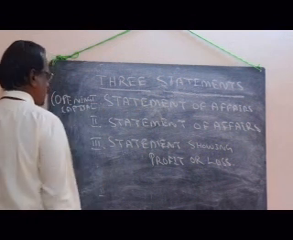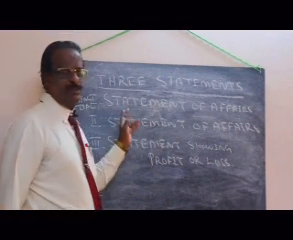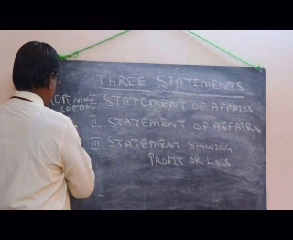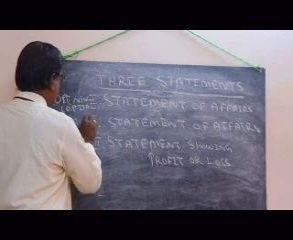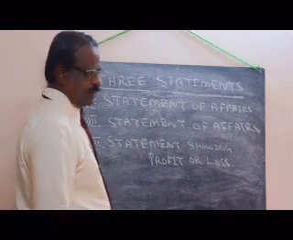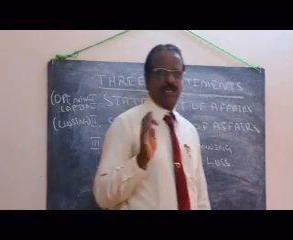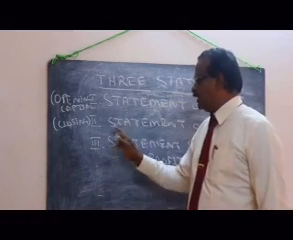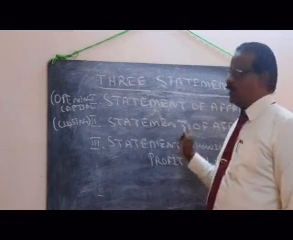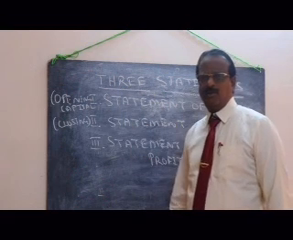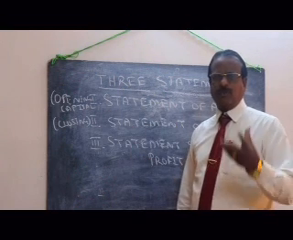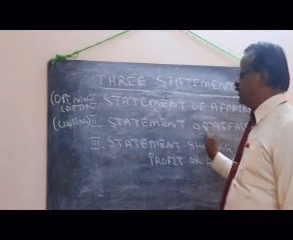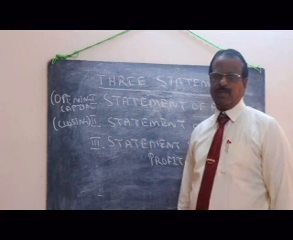To find out opening capital. Then the next one is statement of affairs closing. So first, statement of affairs opening, then statement of affairs closing. In statement of affairs opening, we find out opening capital. Then in statement of affairs closing, we find out closing capital.